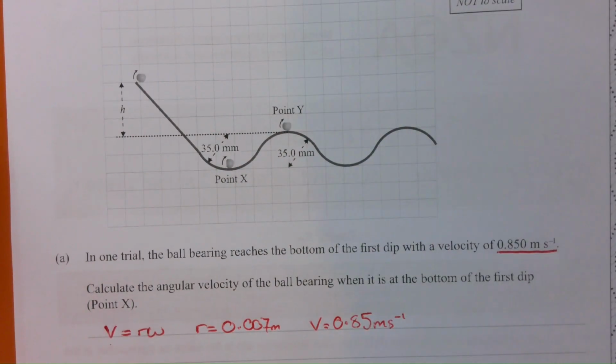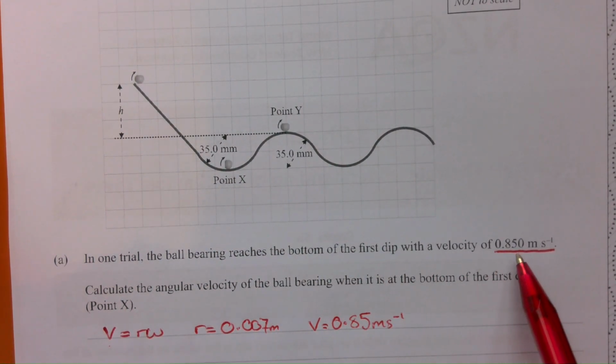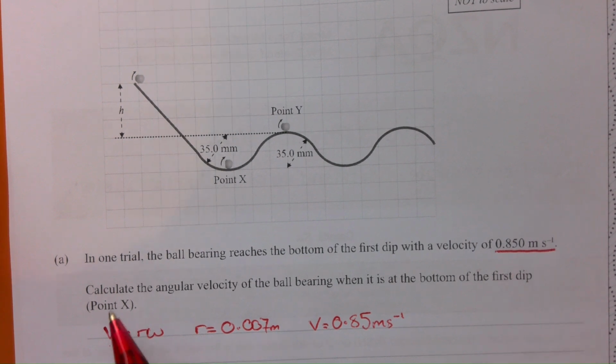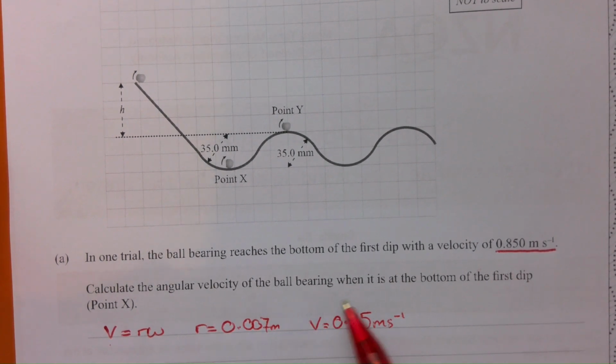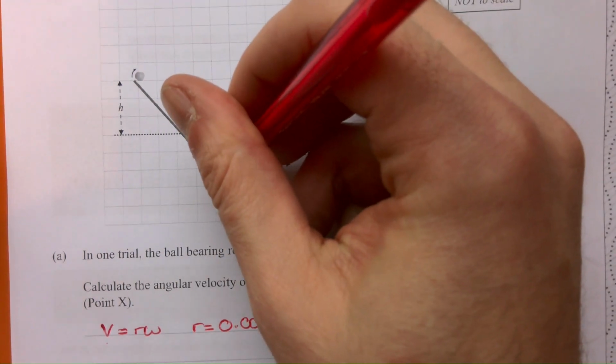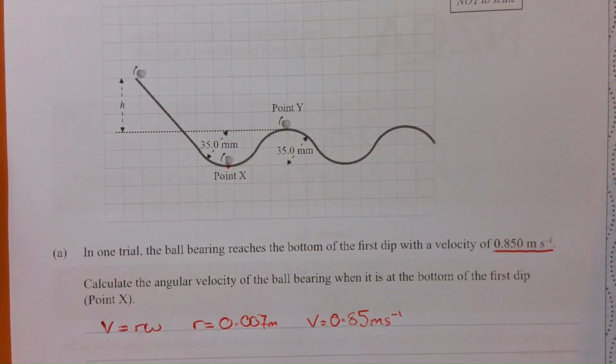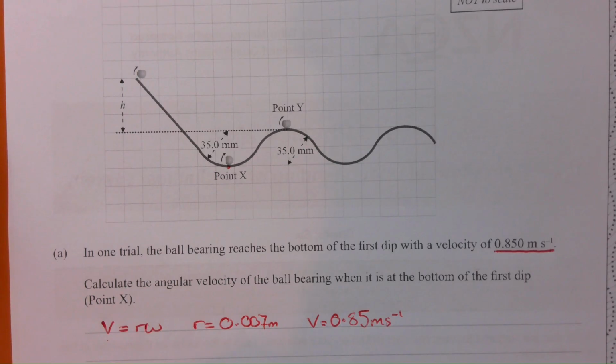Question 1a. In one trial, the ball bearing reaches the bottom of the first dip with a velocity of 0.85 meters per second. Calculate the angular velocity of the ball bearing when it's at the bottom of the first dip, which is point x. So for A, we're looking at what the velocity of the ball is here. Now, if the ball is moving with a velocity, then its angular velocity doesn't depend on the curve, it depends on the radius of the ball itself.